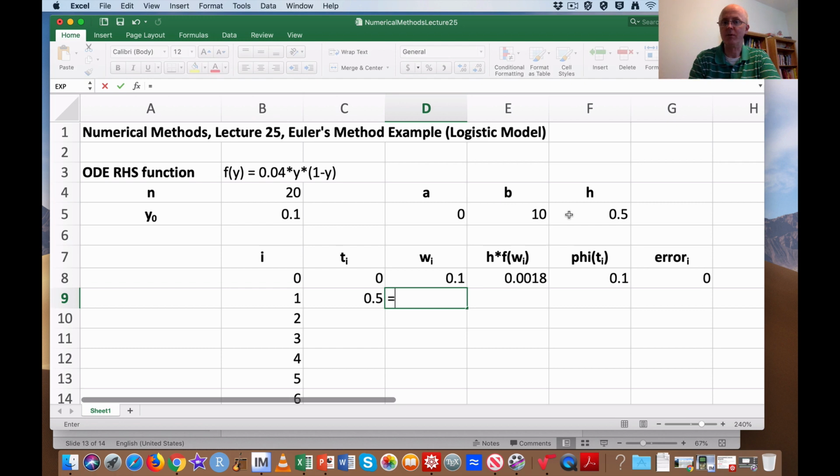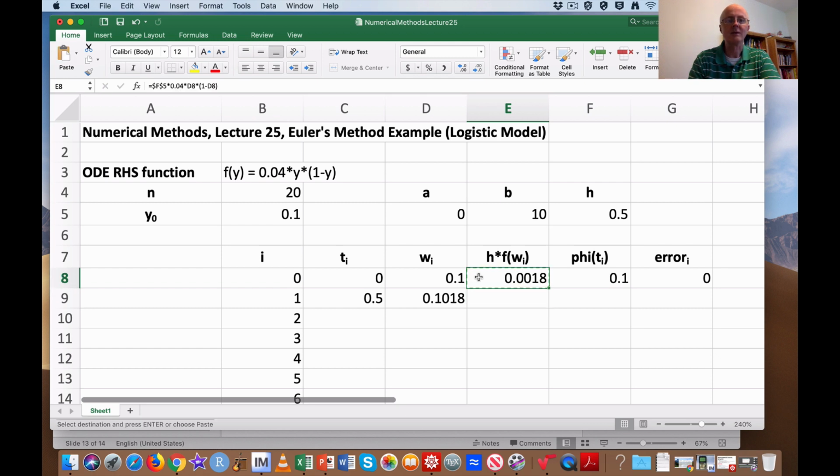Here's the key step of Euler's method. Take the previous value of W plus the change in W. That's the key step right there. That's Euler's method, its recursive equation. Now, copy and paste this formula downward. What's going to happen? Think about its formula up here.